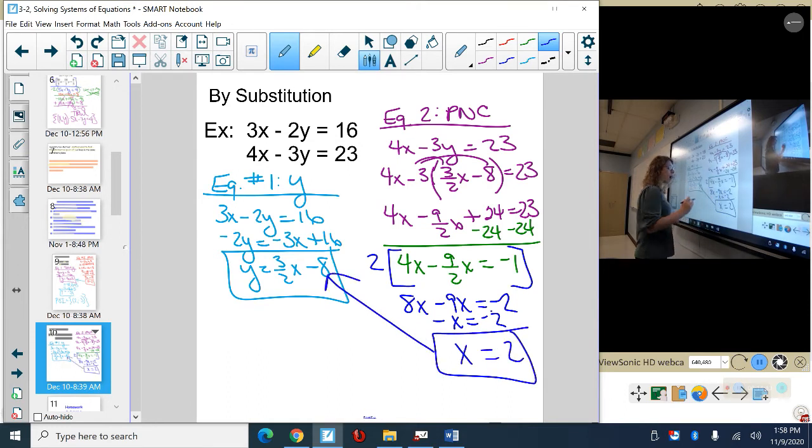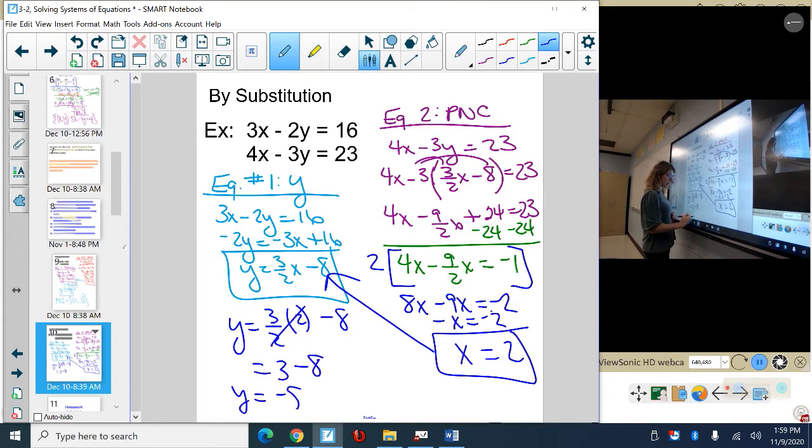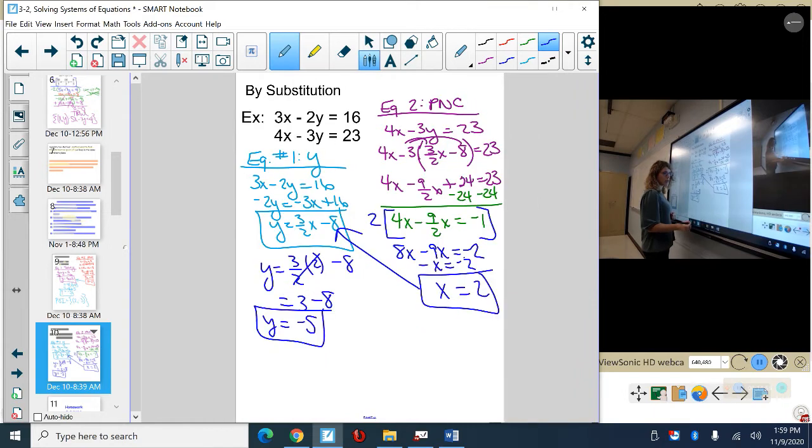I go into the box. y is equal to 3 over 2 times 2 minus 8. The 2's cancel out. 3 minus 8. y is equal to negative 5. This means my POI is 2, negative 5.